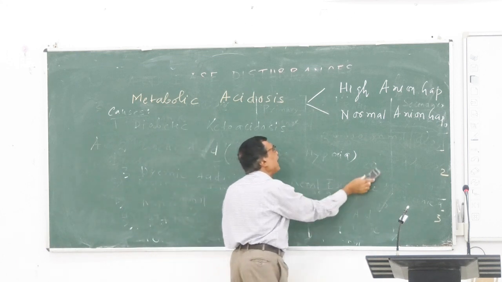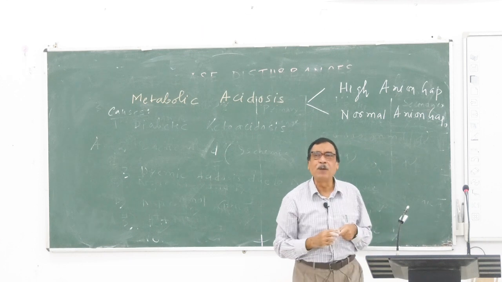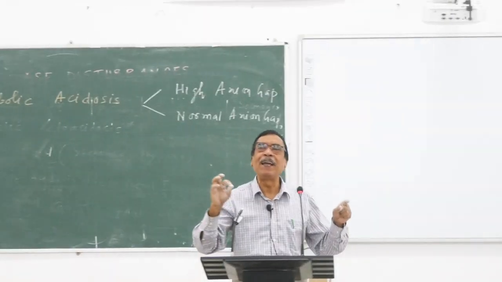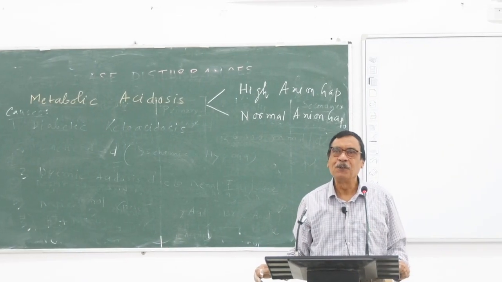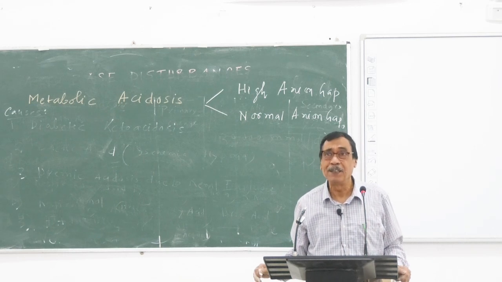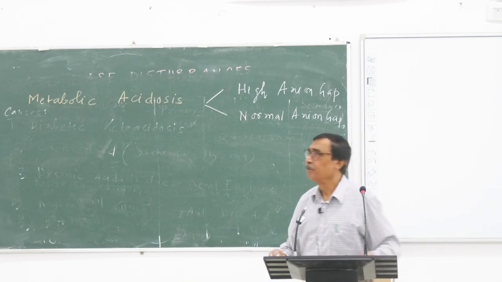Anion gap is a calculated term. In our body, there is no gap. Electrolytes, cations and anions are all in equilibrium. So anion gap is a calculated term only. It is not present in our body, but it is a calculated term. What is the calculation of the anion gap?